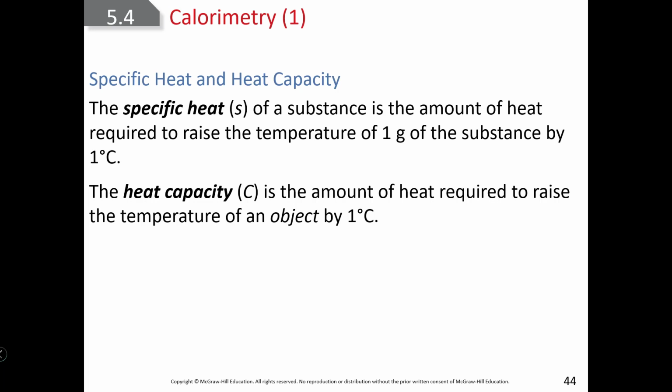So heat capacity is the amount of heat required to raise the temperature of the object by 1 degree Celsius. It doesn't have that mass associated with it. And heat capacity is used a lot in engineering because we want to know not just per gram, we want to know the entire object, how much heat's required to raise that entire object 1 degree Celsius.